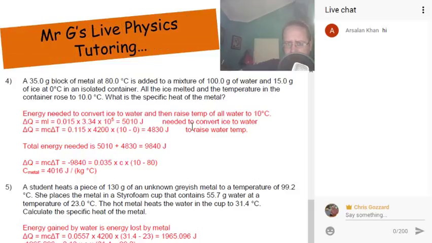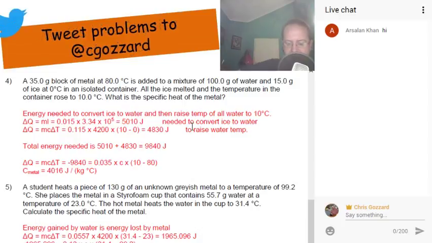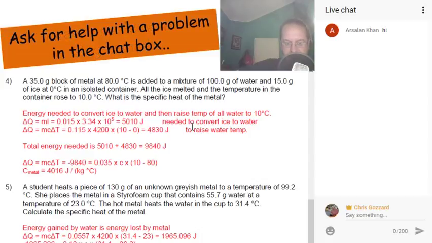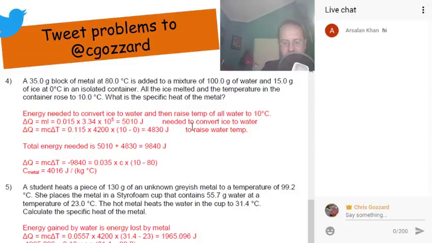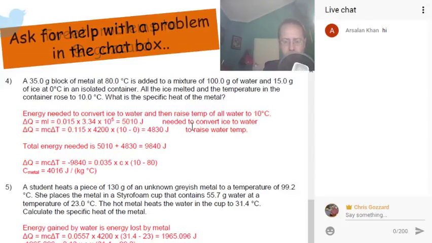Well, what we need to think about is, first, we need energy to convert the ice to water and then raise the temperature of the water to 10 degrees. Firstly, we've only got 15 grams of ice, so we're going to use delta Q equals ml. So we've got 0.015 kilograms times the latent heat of fusion of ice, which is 3.34 times 10 to the 5, and we get the energy needed just to convert the ice to water: 5,010 joules.